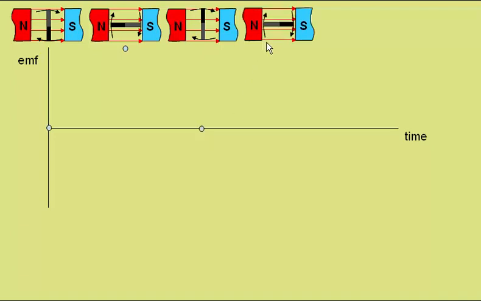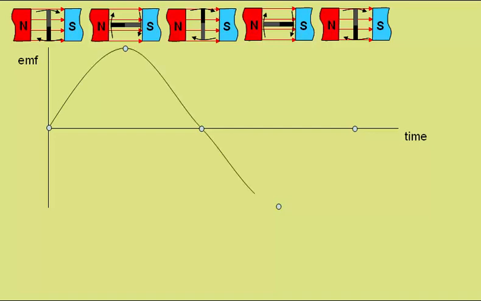Now the ends of the coil are moving in the opposite direction to what they were here, so the grey side here is moving up, whereas here it was moving down. So the EMF will be in the opposite direction, but again will be a maximum down here somewhere. And finally back to where we started from with 0 EMF. So now we can join these points with a smooth curve.